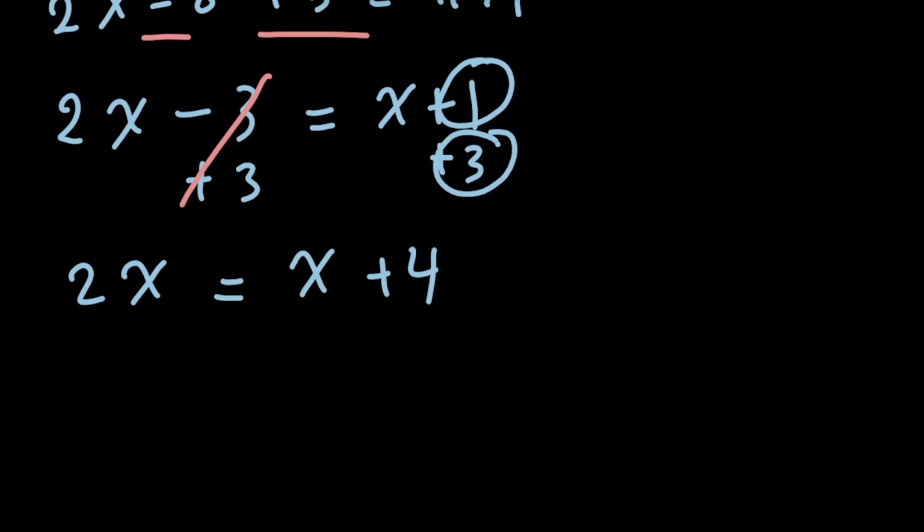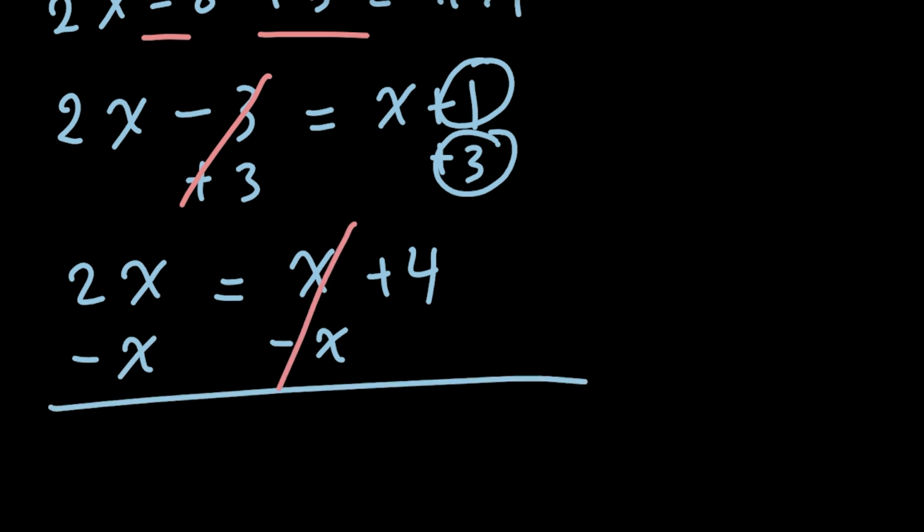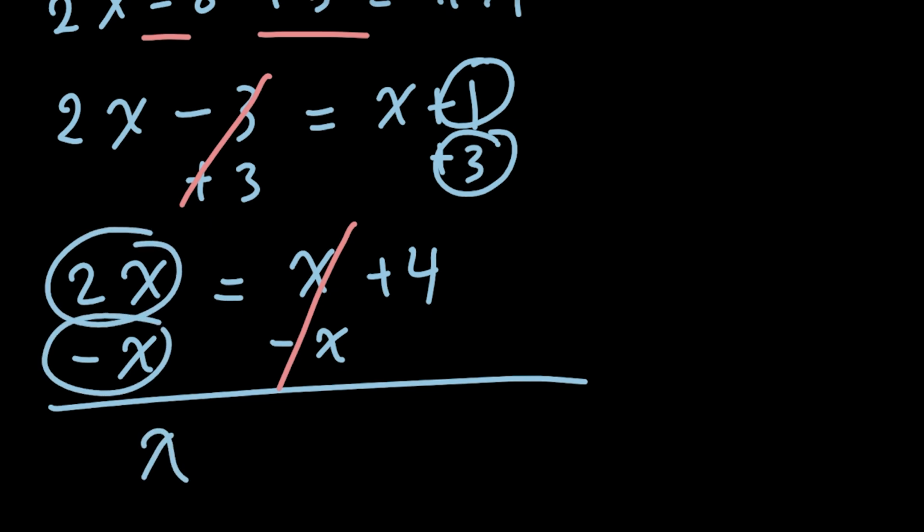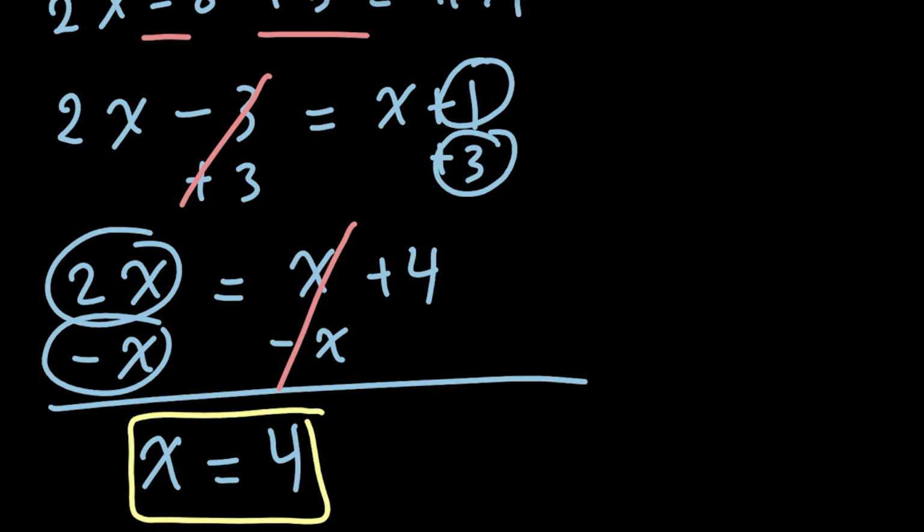Now we can just subtract x from both sides to remove the x. So as you can notice, this x and minus x will be removed, and here we have 2x minus x. It's nothing but x. Let me just write a good x. So x, and that would equal 4. So the final solution is 4. Well, the final solution is x equals 4.